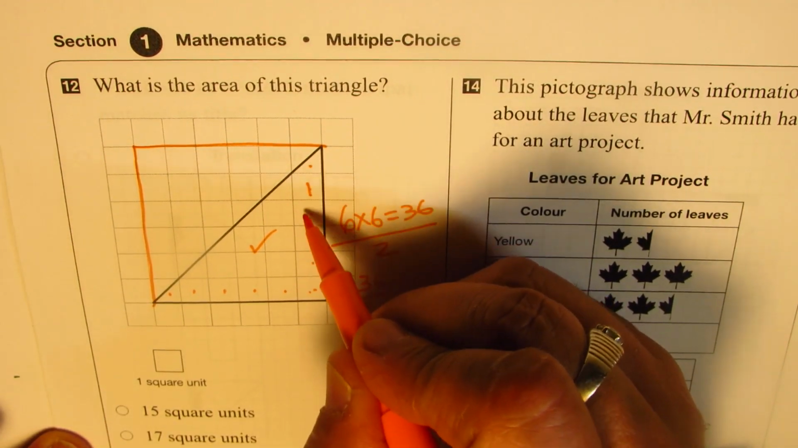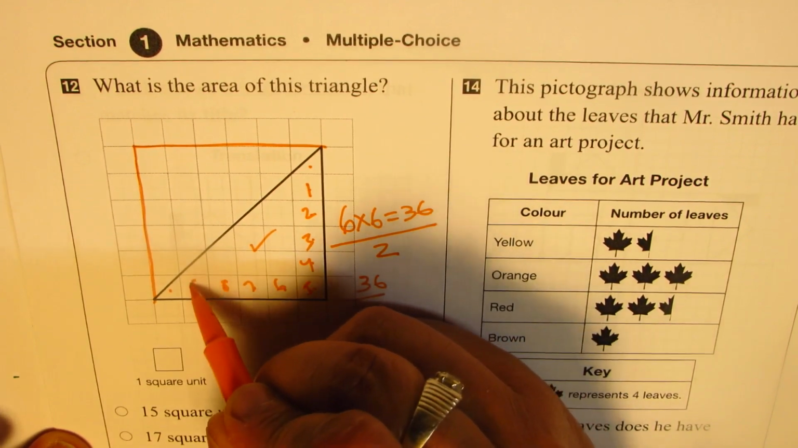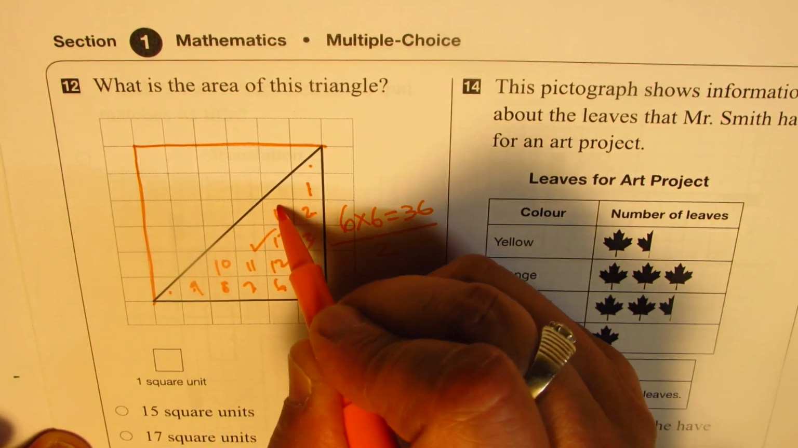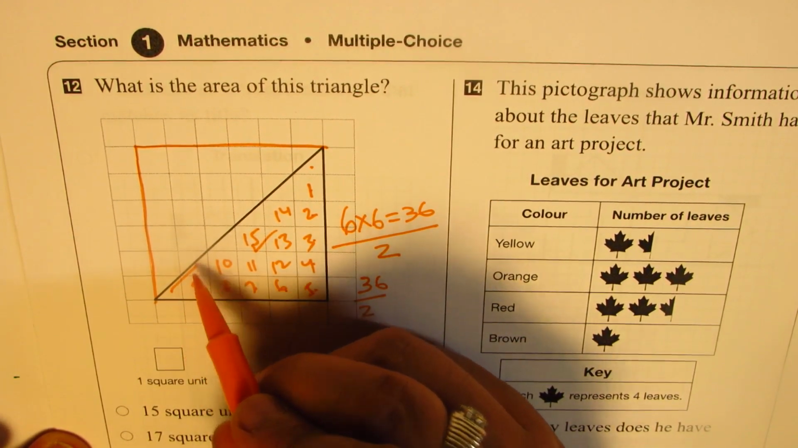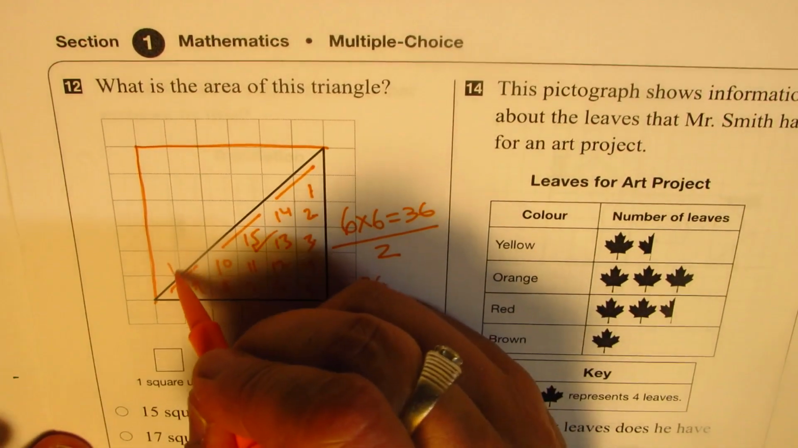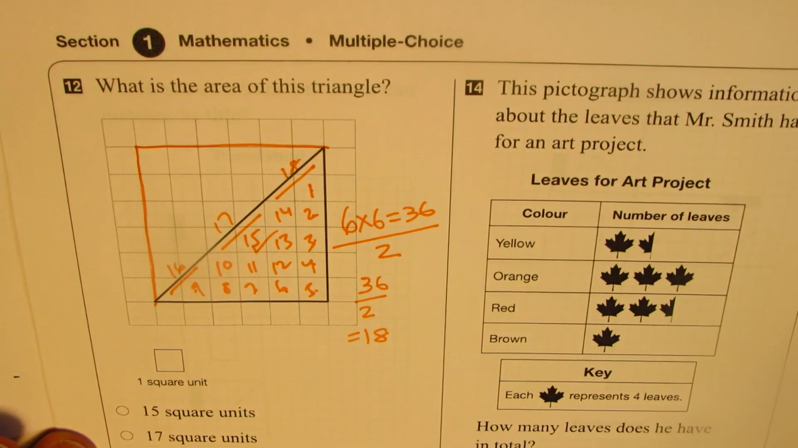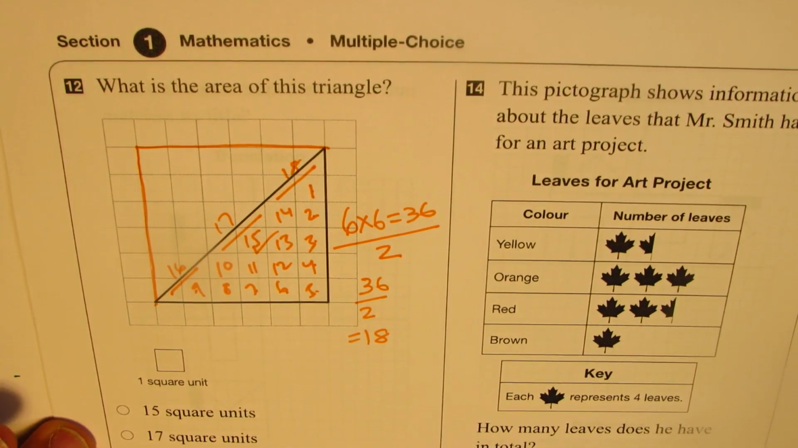So we have 1, 2, 3, 4, 5, 6, 7, 8, 9, 10, 11, 12, 13, 14. Now, 15, 16, 17, 18. Do you see that? So we get 16, 17, and 18. So you could count the squares also to find your answer, right?